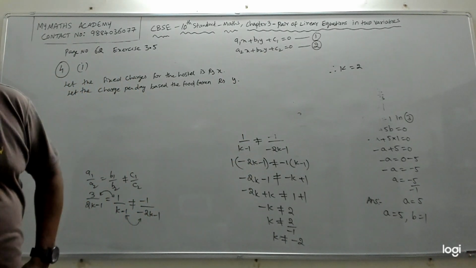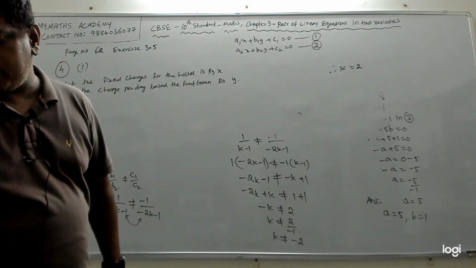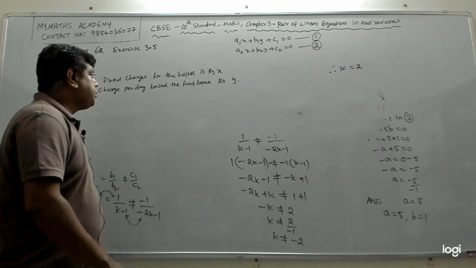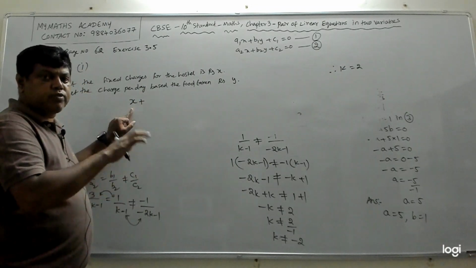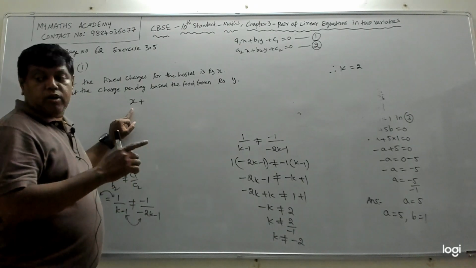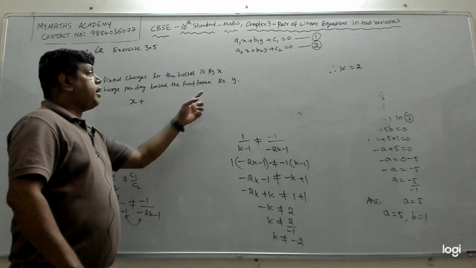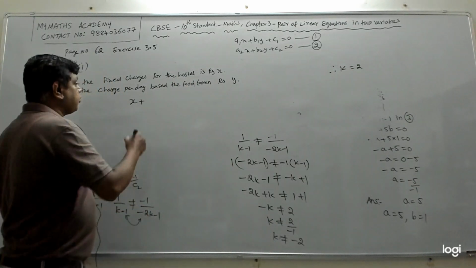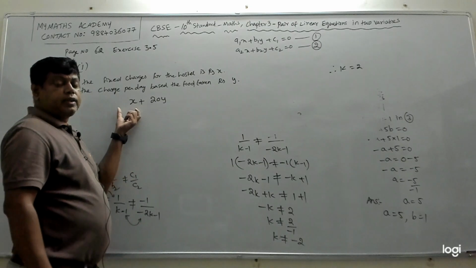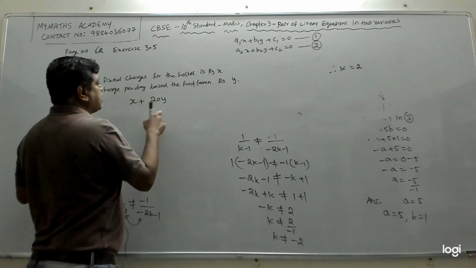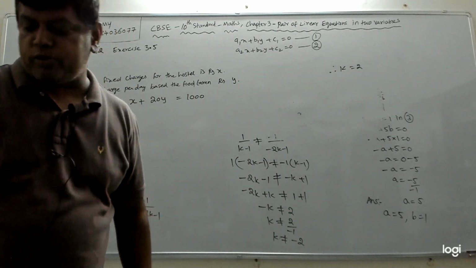Now student A has taken the food for 20 days and has paid rupees 1000. Which means student A would have first paid X as the fixed charge for the hostel, plus the food for 20 days. For one day the charge is y rupees, so for 20 days it is 20y. 20y is the cost of the food and X is the fixed charge. In total she has paid 1000 rupees.